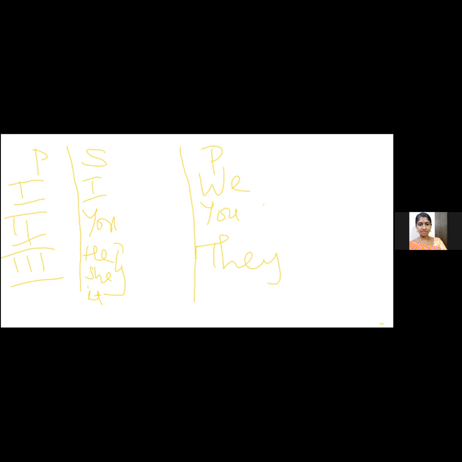Present continuous tense. Continuous means something that is happening, okay? It will come with helping verb plus verb plus ing. Helping verb plus ing. What is a helping verb?